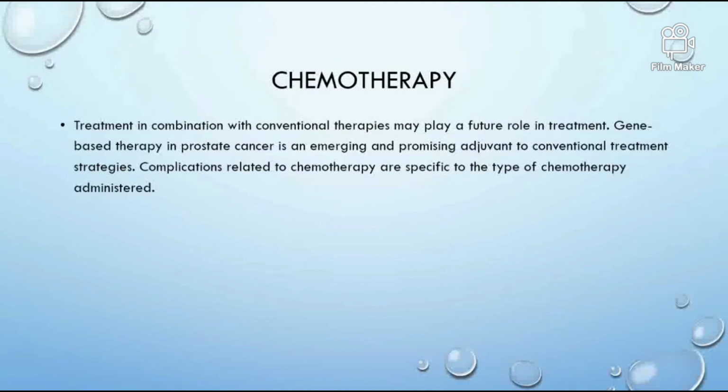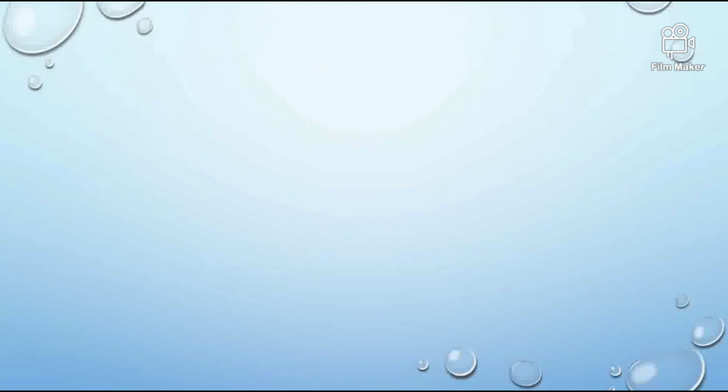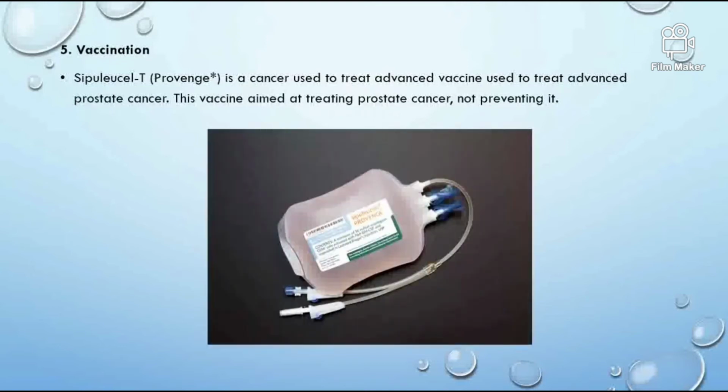Complications related to chemotherapy are specific to the type of chemotherapy administered, such as radium-223 dichloride, or Xofigo, used to treat certain men with advanced prostate cancer. It is intended for men whose cancer has spread only to their bone, and it is given as an injection in a vein once a month. The last one is vaccination: Sipuleucel-T, or Provenge, is a cancer vaccine used to treat advanced prostate cancer. These vaccines aim at treating prostate cancer, not preventing it.